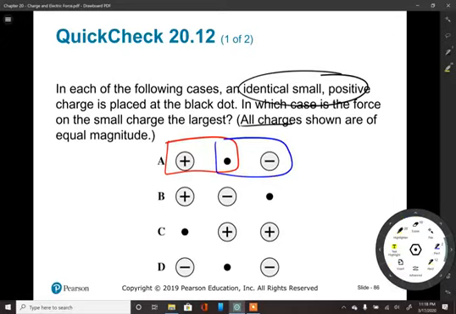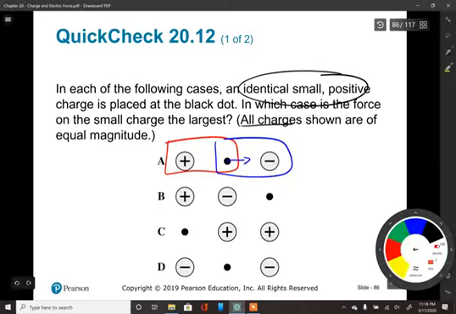For option A, for example, say we put a positive charge here. It's going to feel an attractive force that way, and it's going to feel a repulsive force from the red one. Those 2 vectors are going to be equal length because the magnitudes of charges are the same, and clearly in the picture the distances are. I don't know what the numbers are, but those 2 arrows have to be the same length.